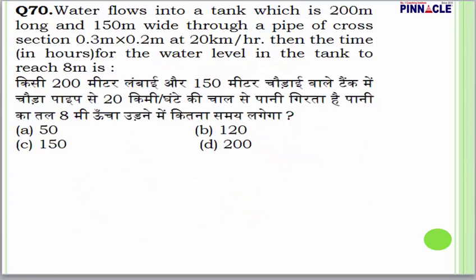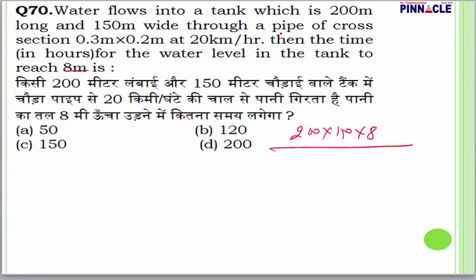Next question, question number 70. Water flows into a tank which is 200 meter long and 150 meter wide. This is given as the length and breadth of a water tank. Through a pipe of cross section 0.3 m by 0.2 m, at the rate of 20 kilometer per hour, then find the time in hours for the water level in the tank to reach 8 meter. So in this way you will find that the water tank is a cuboid, LBH, and this is H. So 200 into 150 into 8, this is the volume of the tank.